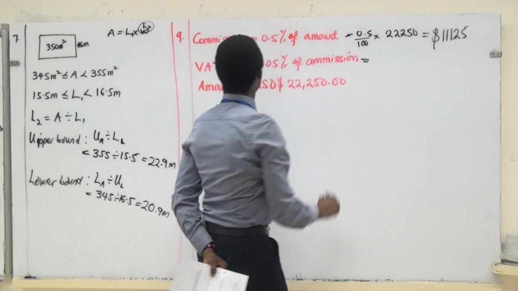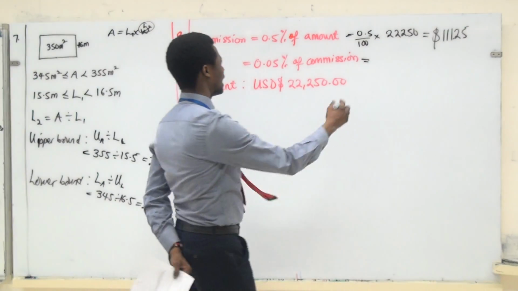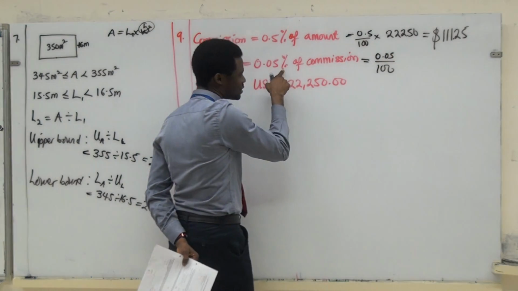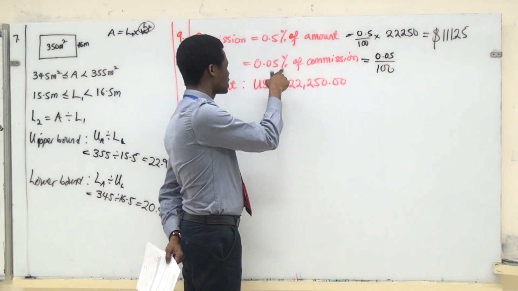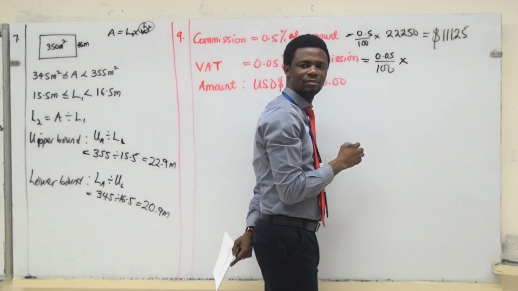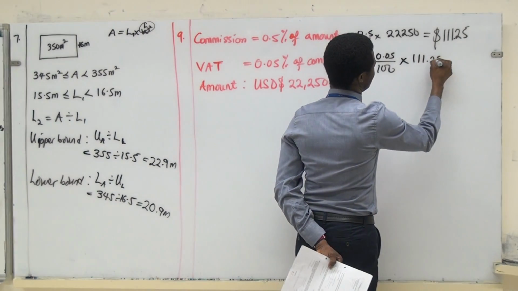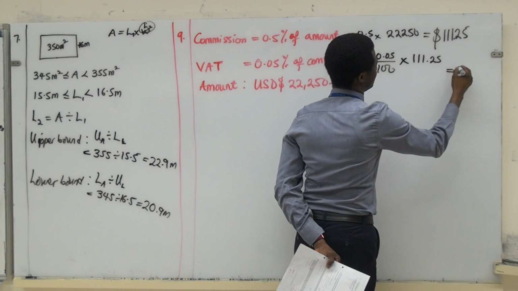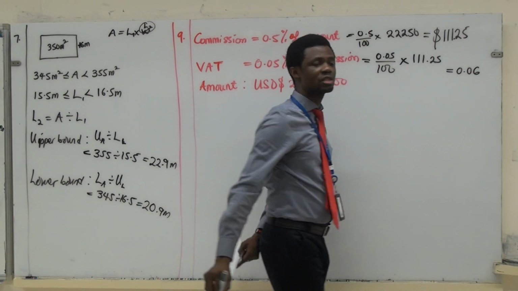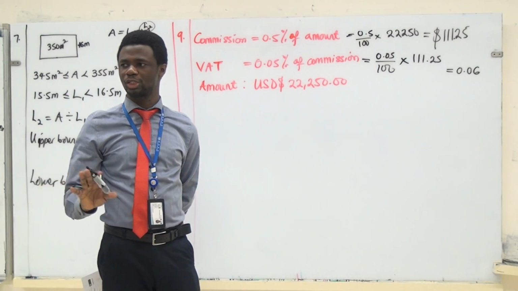Anyway, now, the next is to calculate the VAT, right? The value added tax. And that will be 0.05 out of 100. Remember, this percent means out of 100. It's not inclusive in this. Okay? Times what now? 111.25. So what is that? 0.0556. Because money is two decimal places, 0.06. Okay? These are standard approximations you should know.